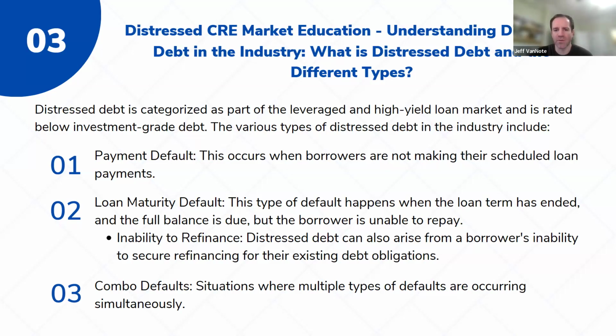Two, loan maturity default. This type of default happens when the loan term has ended and the full balance of the loan is due, but the borrower is unable to repay. A potential option would be an inability to refinance. Distressed debt can also arise from a borrower's inability to secure refinancing for their existing debt obligations. Number three, combo defaults, a situation where multiple types of defaults are occurring simultaneously.